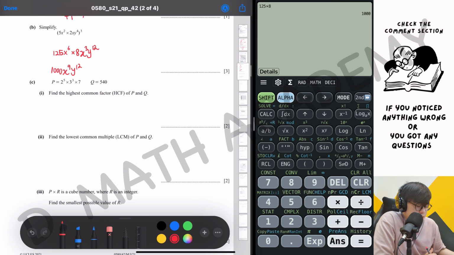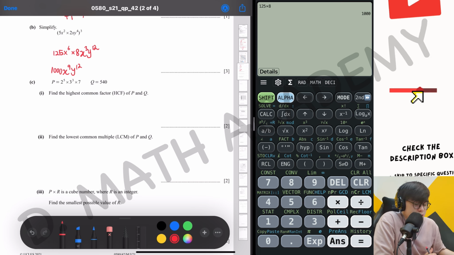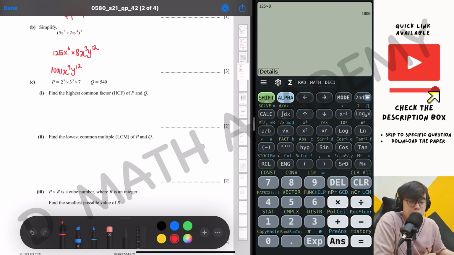As for part C, they're looking for the HCF here, and to make your calculation easier, if I were you, I would convert the Q over there into prime factors first.